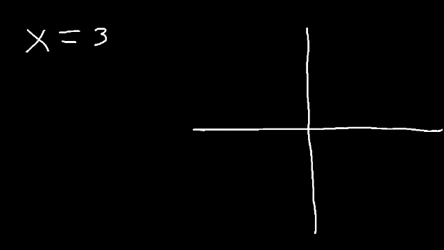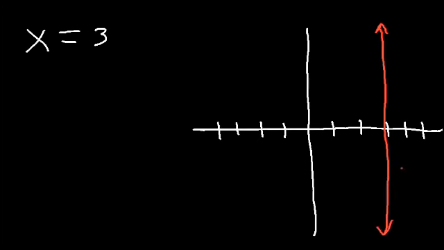By the way, how would you graph this equation? x is equal to 3. So if x is equal to a number, what would you do to graph it? All you need to do is draw a vertical line at x equals 3. That's all you need to do.